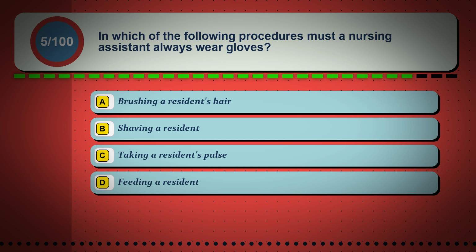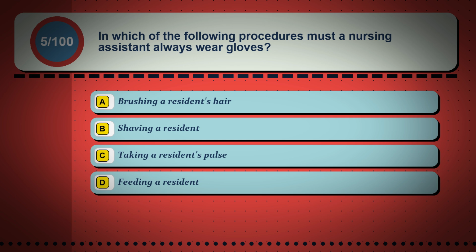Question 5. In which of the following procedures must a nursing assistant always wear gloves? Option A. Brushing a resident's hair. Option B. Shaving a resident. Option C. Taking a resident's pulse. Option D. Feeding a resident.